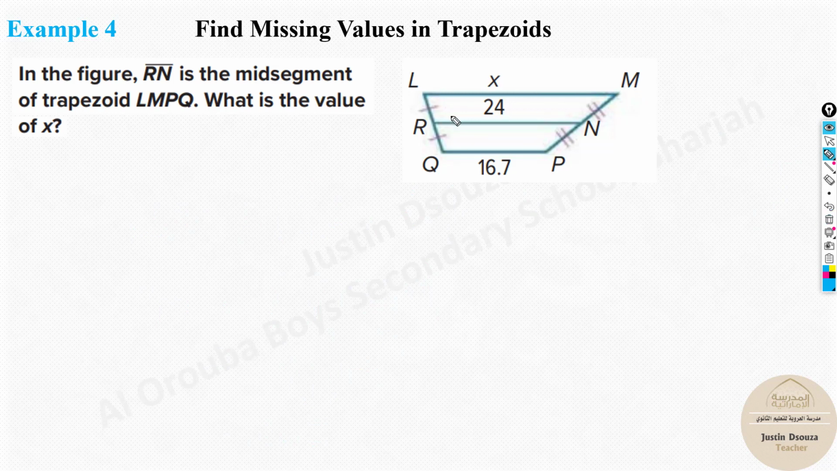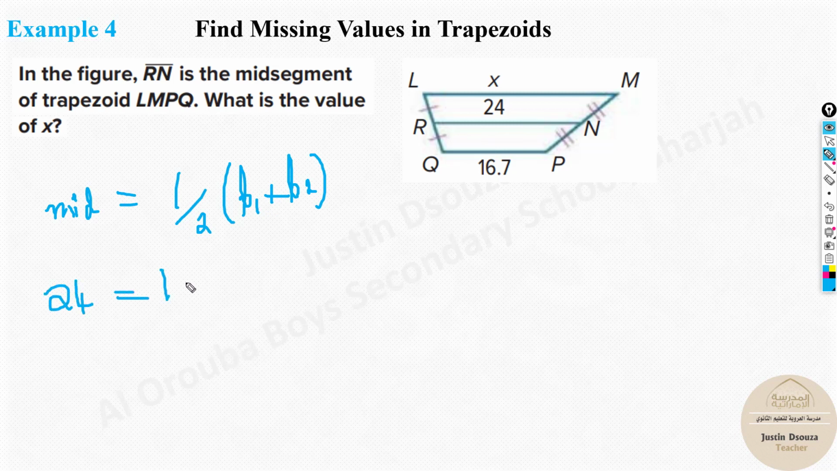Here, see, they have told this base is unknown. Okay, this base. Looking at this, it is a mid segment. This base is unknown, X. This is known, 24 mid segment, and this is known. So all you do is write the mid segment formula. Mid segment will be equal to half of base 1 plus base 2, right? Now what we know is the mid segment value is 24. That is equal to half, what is base 1? 16.7 plus, what is this value? It's unknown, X.